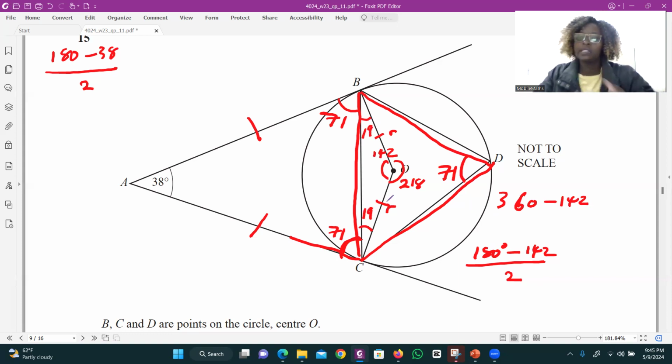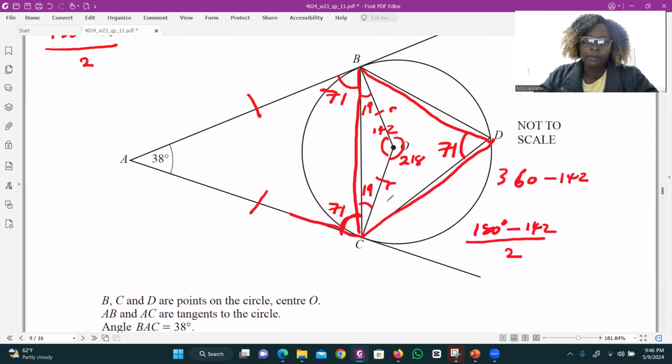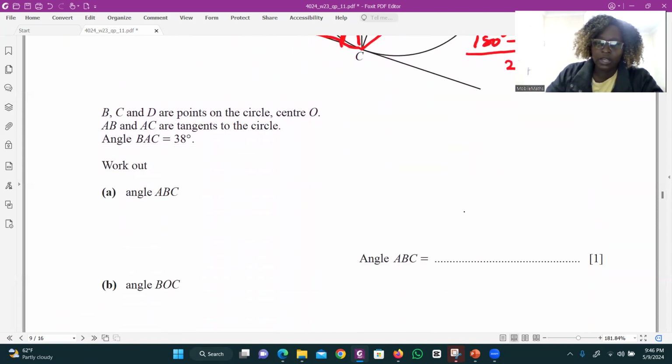Okay, so this is what I normally do. And I have all the angles. Now I can start answering the questions. They want angle ABC. ABC is 71 degrees. Okay, 71 degrees.